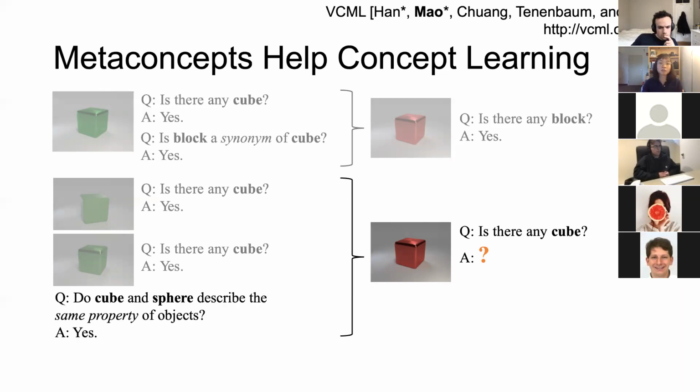But such ambiguity could be resolved if I tell you something about the meta-concept relationship between concepts. If I tell you cube and sphere actually describe the same property of objects, then you can reason that you need to classify an object as cube or not based on its shape, but not its color. So this will give you the answer yes.